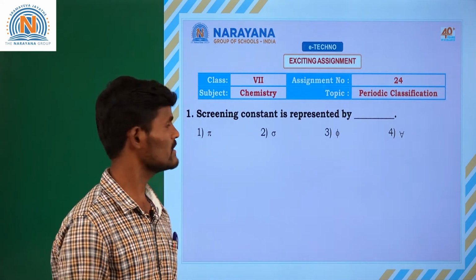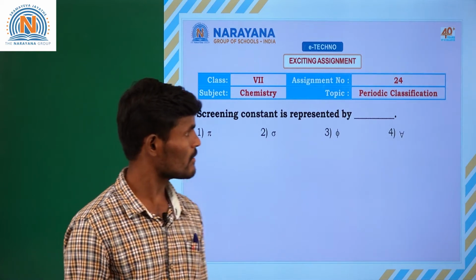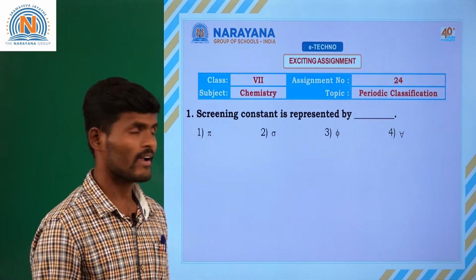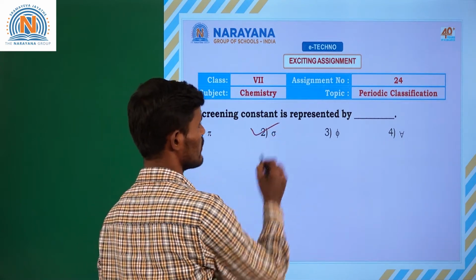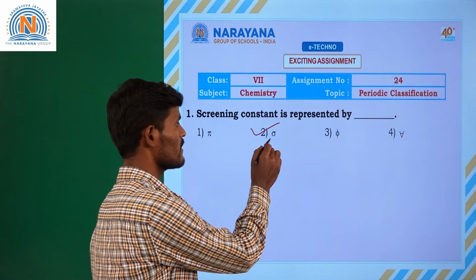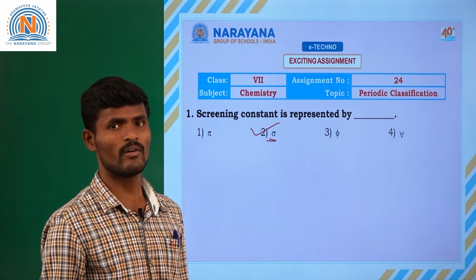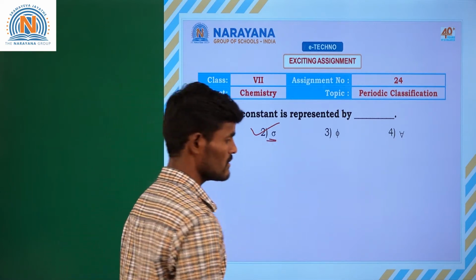Our first question is, a screening constant is represented by. Actually, a screening constant is represented by the symbol sigma. This symbol can be read as sigma. Next, come to the second question.